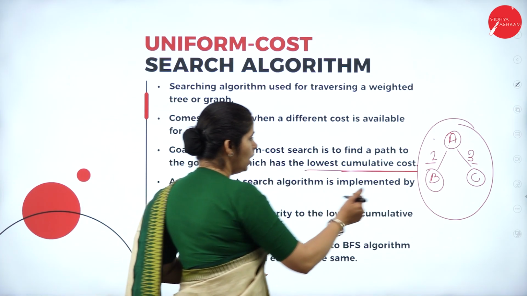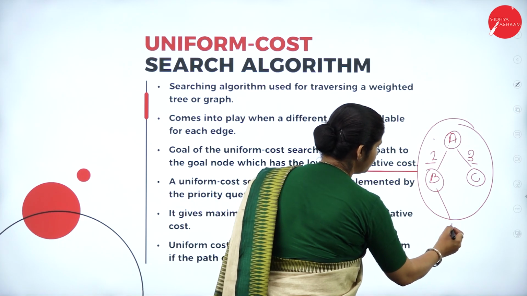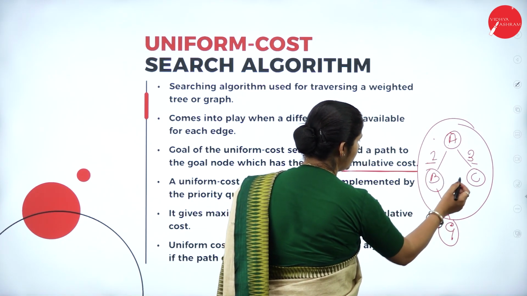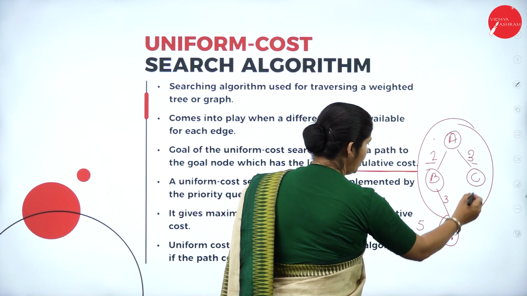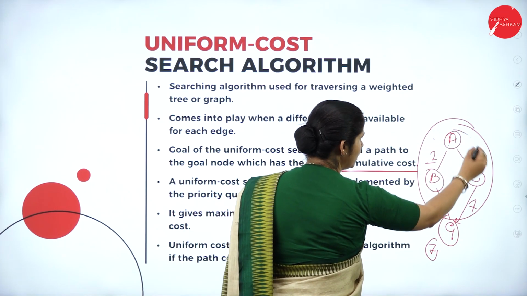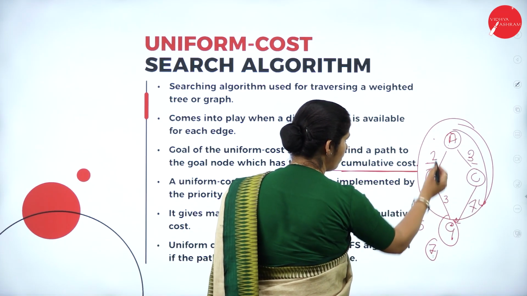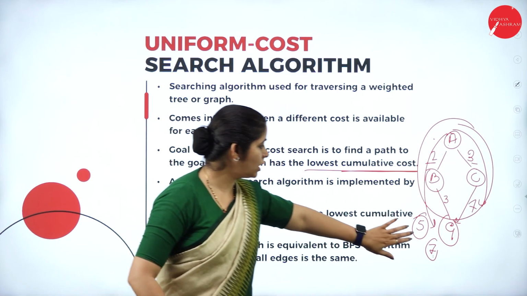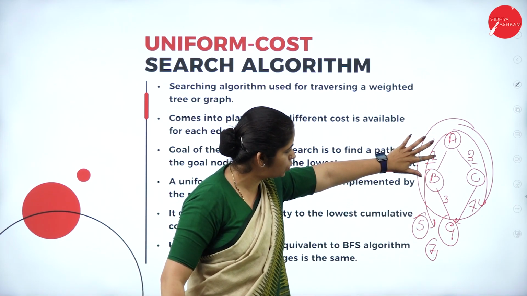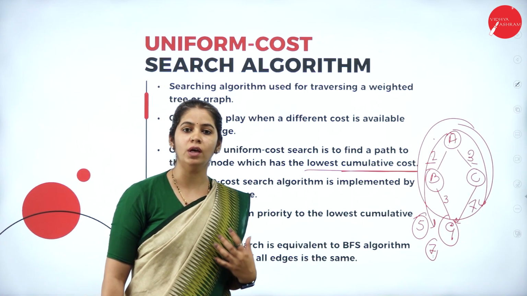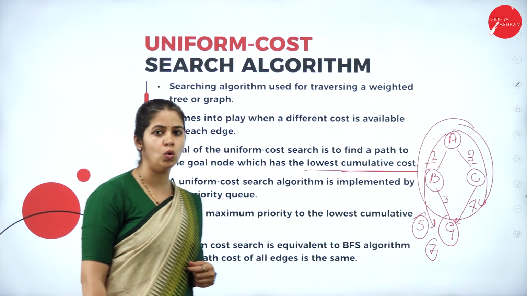Cumulative means reaching A to B, B to G. All costs should be less. 3 plus 5. E should be 5 and if it is a 4, you are reaching at 7. If you are following this path, you are reaching at the cost 7. If you are following this path, you are reaching at the cost 5. So this is a cumulative cost. Cumulative means 2 plus 3, combining all the edges of the nodes to reach the goal node.